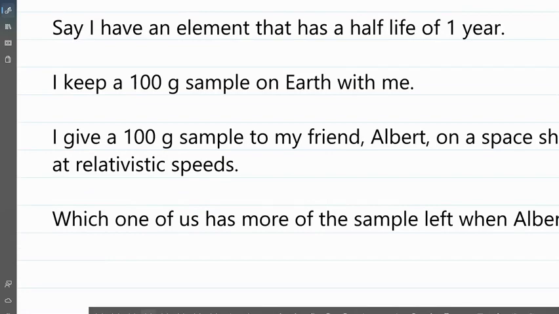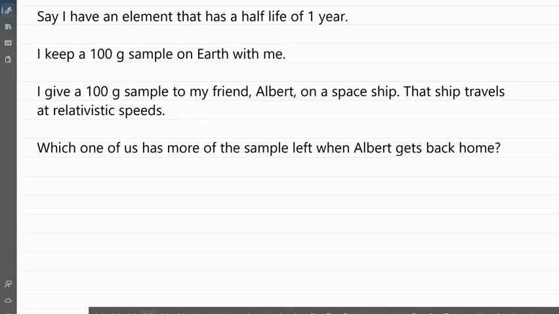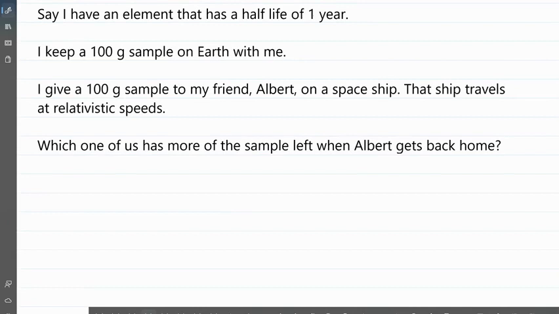Okay, I have a question for you here. This question is very similar to one that I've seen on the AP question bank in a couple places. Let's say I have an element that has a half-life of 1 year. If I keep a 100-gram sample on Earth with me, but then I give a 100-gram sample to my friend Albert, who's moving on a spaceship. That spaceship travels at relativistic speeds.